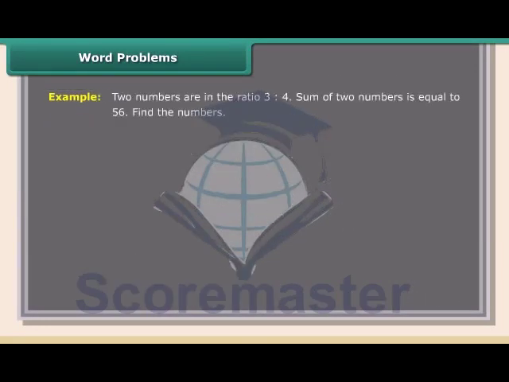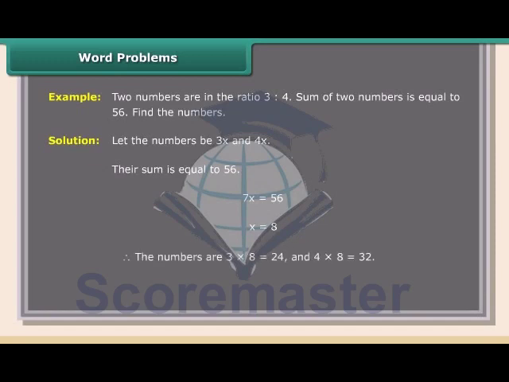Example. Two numbers are in the ratio of 3:4. Sum of two numbers is equal to 56. Find the numbers. Solution. Let the numbers be 3x and 4x. Their sum is equal to 56. 7x is equal to 56. x is equal to 8. The numbers are 3 into 8, which is 24, and 4 into 8, which is 32.